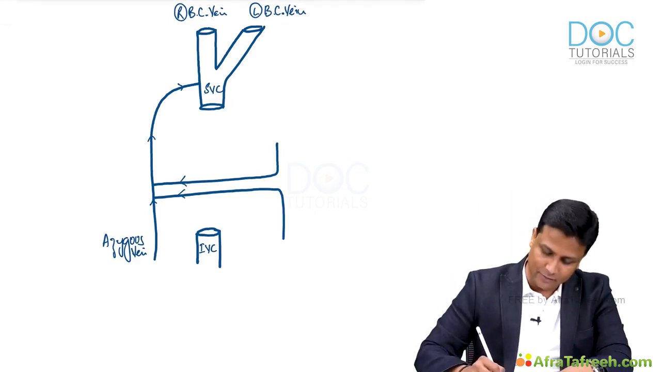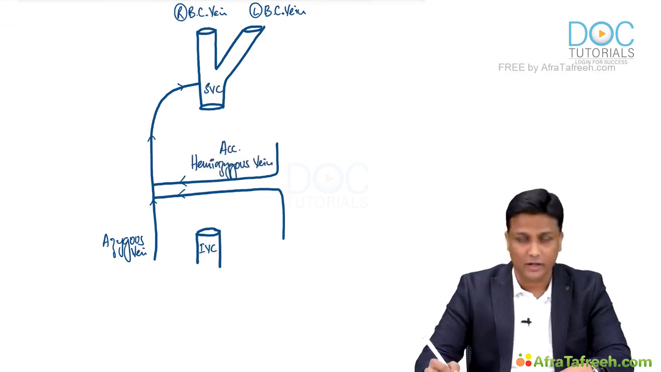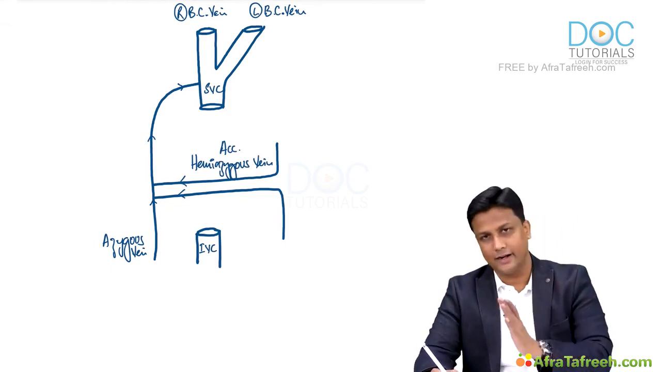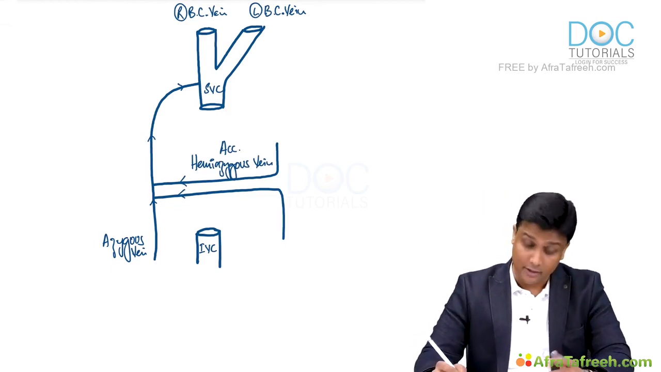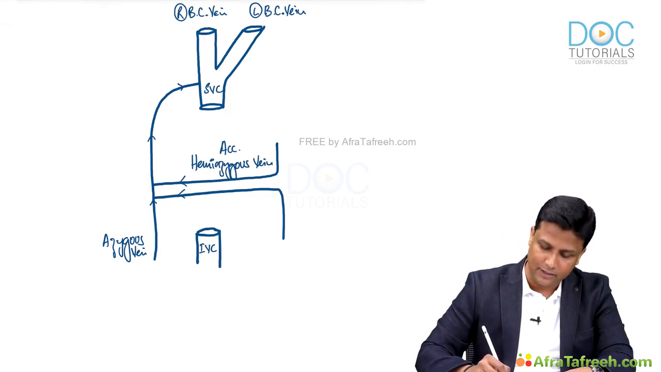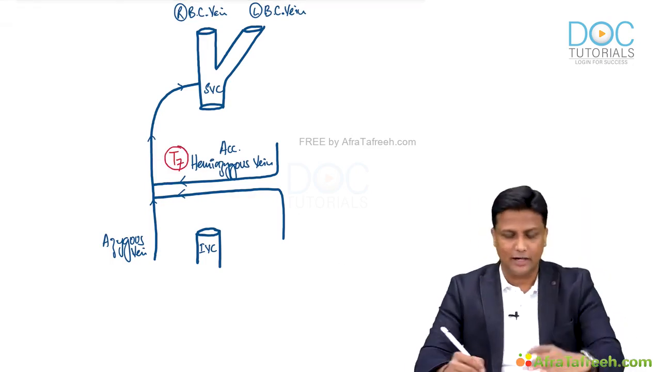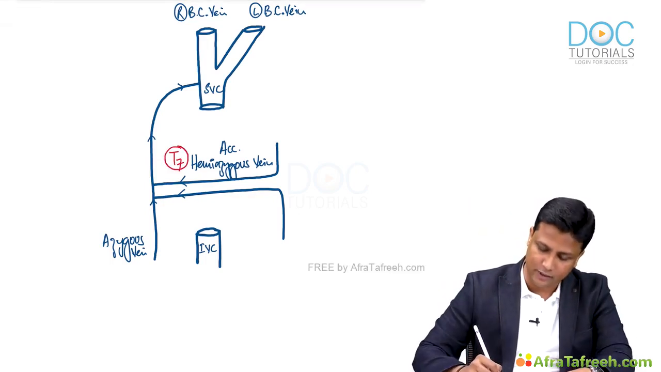So, let us write down the name here. This is accessory hemiazygous vein, crossing from the left towards the right and draining into azygous vein. And yes, there is a possibility of one more question here. It is crossing at which level? Accessory hemiazygous vein will be crossing at the level of T7. And just below that, you will be able to find the hemiazygous vein.